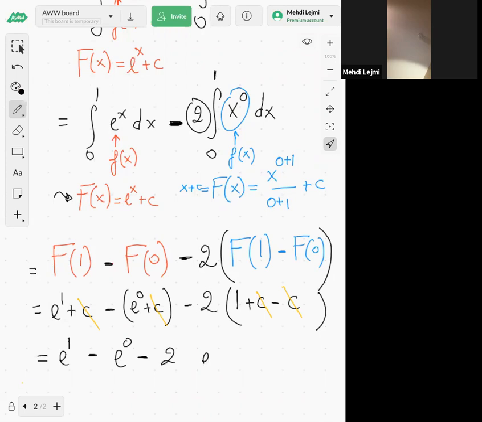So e to the power one minus e to the zero. Any non-zero number to the power zero is one. So it's minus one, minus two. And so the answer would be e minus three. All right.